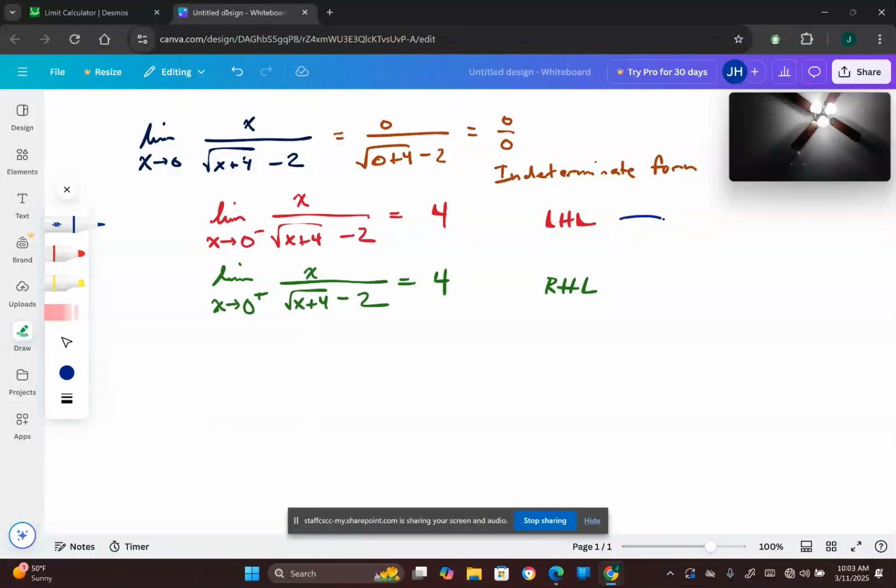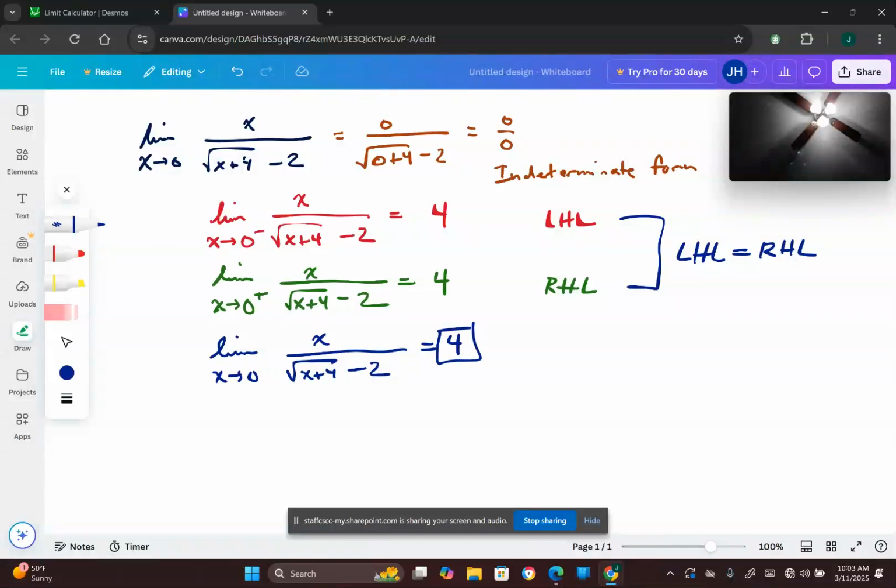Now, if both of those are the same, if the left-hand limit actually equals the right-hand limit, then I can say the two-sided limit, the limit as x approaches 0 of x over radical x plus 4 minus 2, has to be 4. And that's how you can find the limit from a graph.